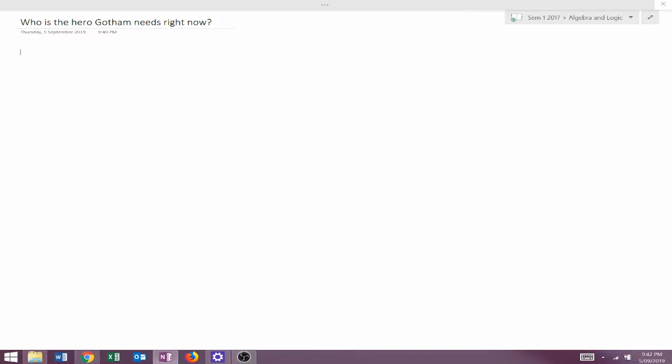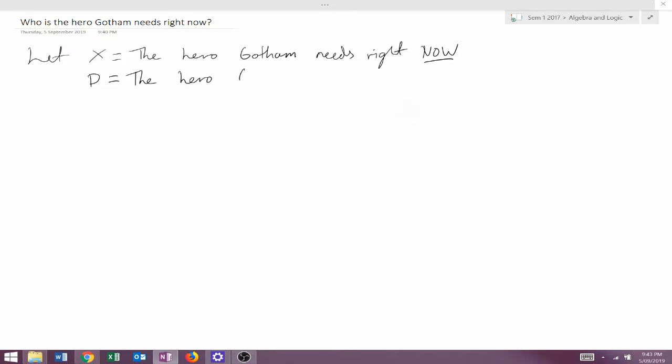Hi everyone, today we're going to be using propositional calculus to find out who the hero Gotham needs right now is. So first we're going to let x equal the hero Gotham needs right now. Next we need to let d equal the hero Gotham deserves. Then we will let b equal Batman.